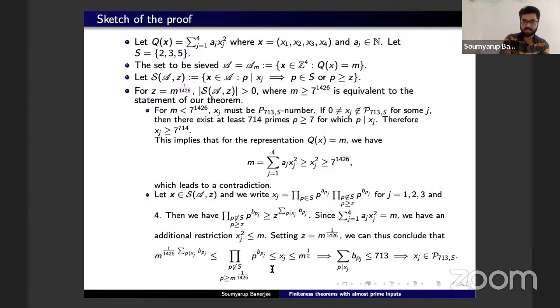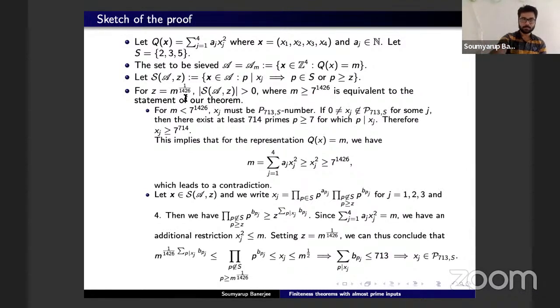Since Xj belongs to SSZ, this is less than or equal to M to the power half. And so from there, you can immediately conclude that summation of BPJ is less than or equal to 713. This implies Xj belongs to P713S. And that's it. So we have proved that our statement is the same as this statement. So this is enough to show that the cardinality of SSZ is bigger than zero for M bigger than or equal to 7 to the power 1426 for Z equal to M to the power 1 by 1426.